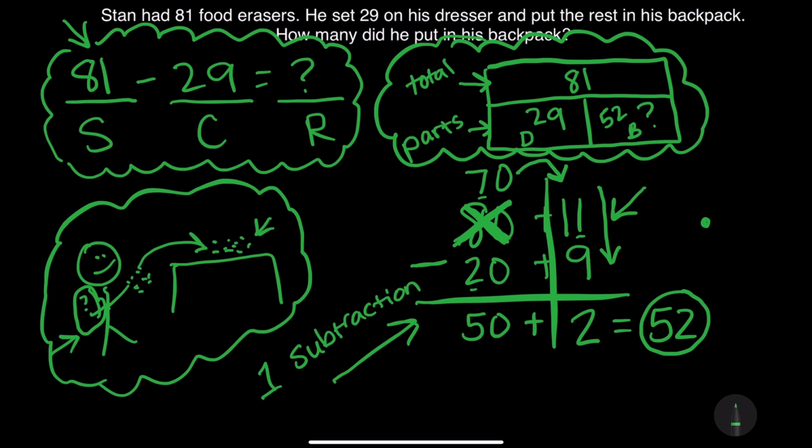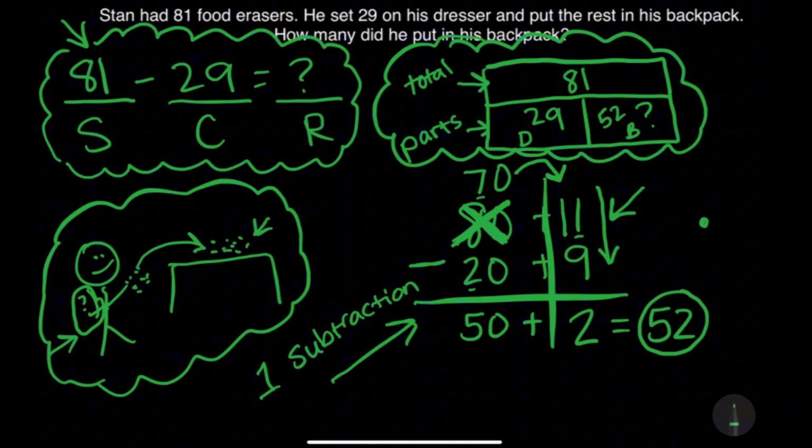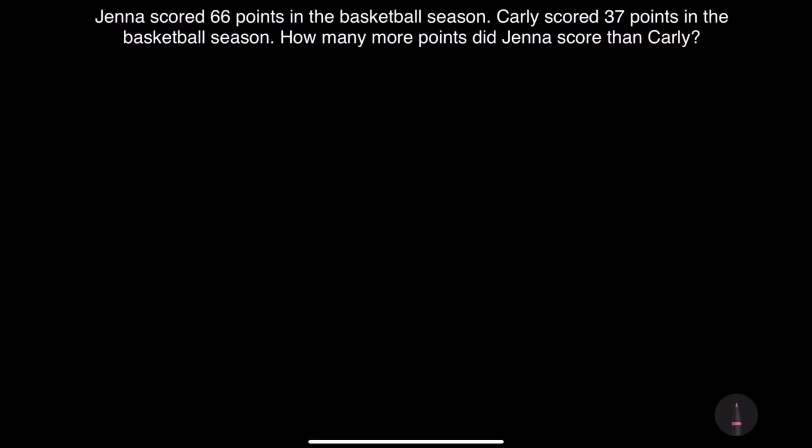Let's do one more. All right, we are on our last problem for today. I'm going to read the problem twice. We're going to do a little bit of visualizing and a little bit of talking about what these numbers mean. So it says Jenna scored 66 points in the basketball season. So already I'm making a little movie in my mind. There's a girl named Jenna. She scored 66 points.